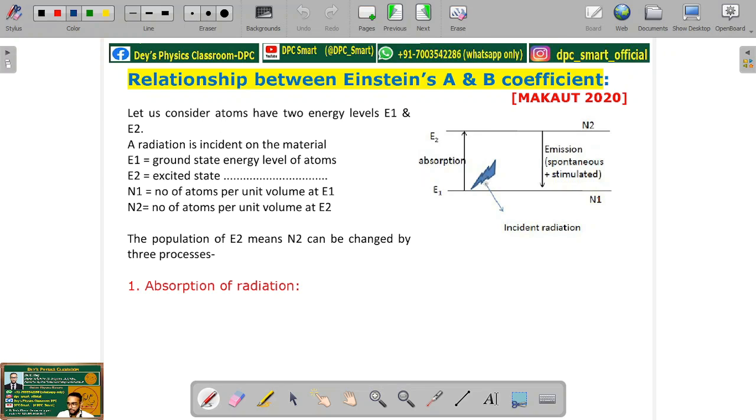That also came as a semester question in MAKAUT 2020. Here we will discuss the relationship between the Einstein A and B coefficients, and that is very important in laser.